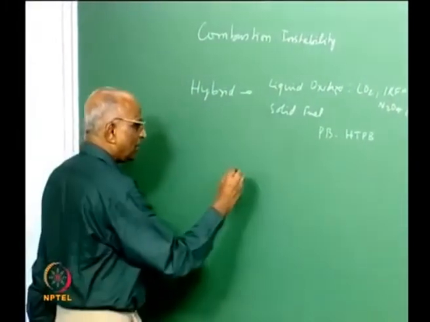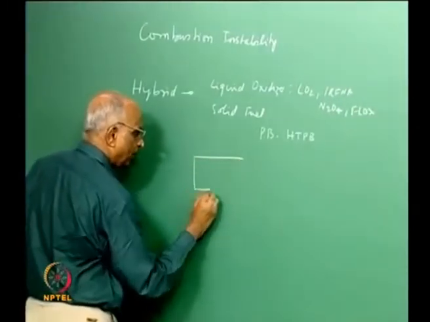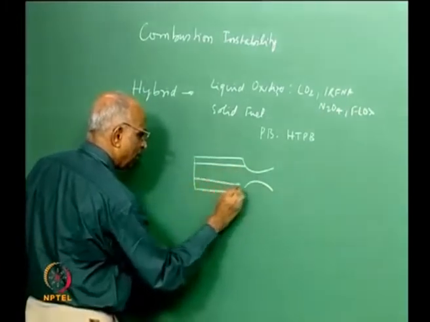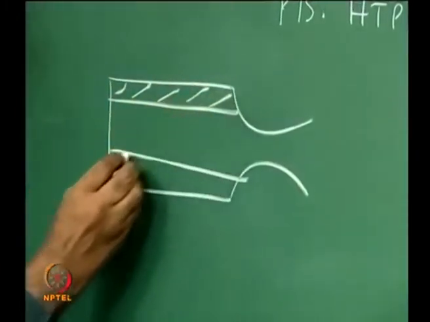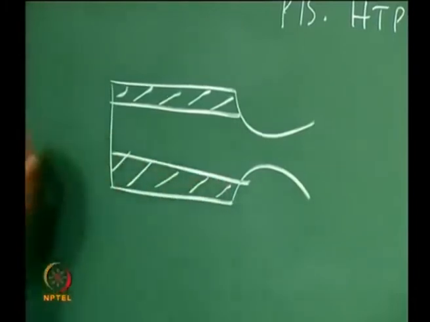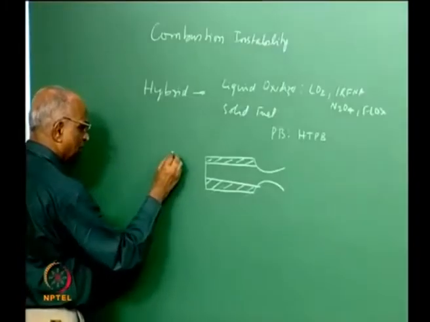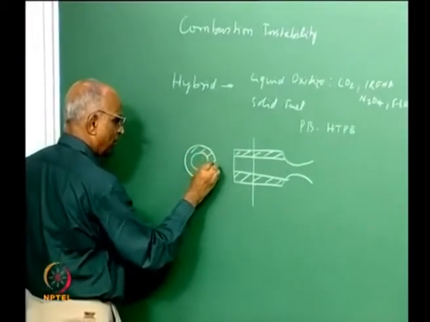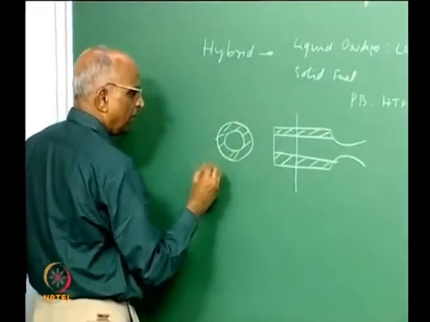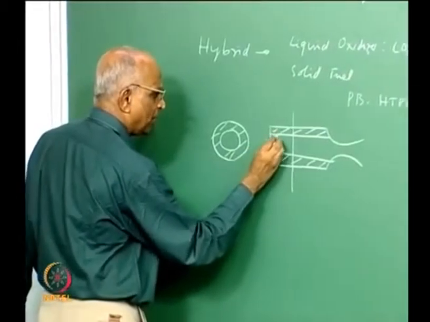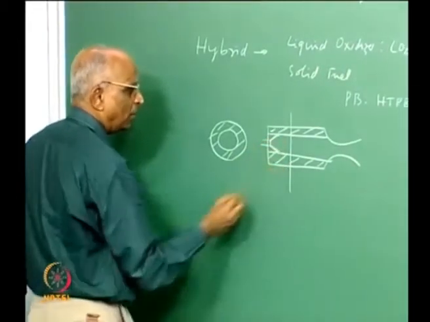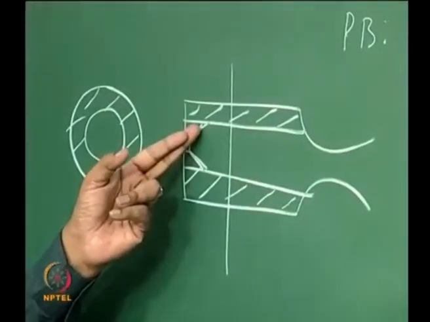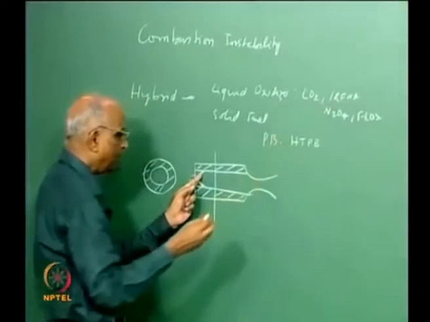How will the construction look? You have a cylinder, a case, you have a nozzle, you have the solid fuel which is kept over here, could be any configuration. Let us take a star configuration or a circular configuration. I take a section over here, this is my solid fuel, and what I do is spray the liquid oxidizer onto the fuel.